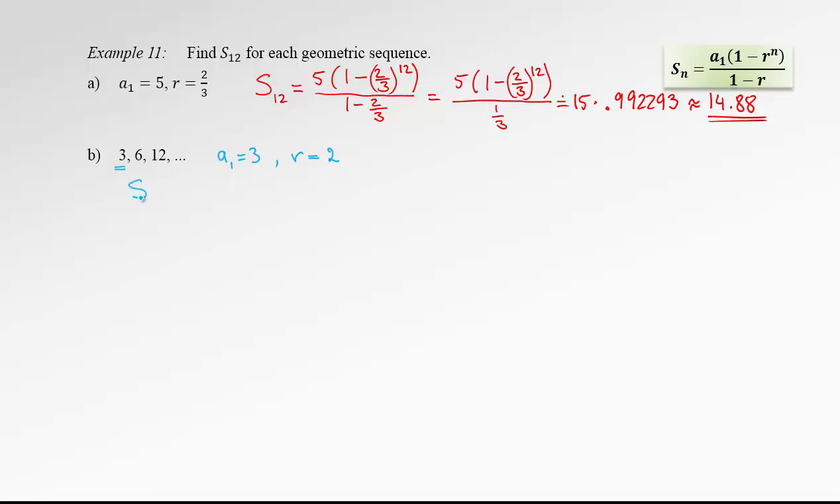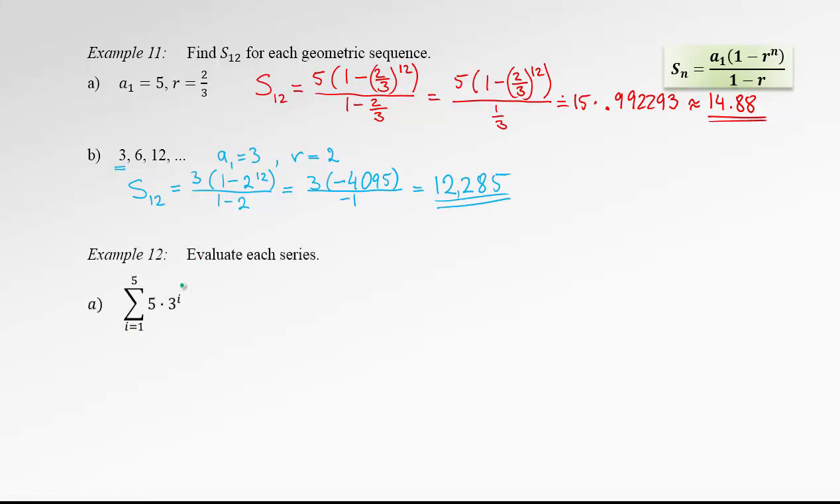So we are ready to find S12. S12 will be the first term, which is 3, times 1 minus r, common ratio 2, to the 12, and everything over 1 minus 2, right? Okay, so we have 3, and in the bracket, this is a large number, but it's not so bad. It is an integer, right? So let's use a calculator. 1 minus 2 to the 12 turns out to be negative 4095. And in the denominator, we have negative 1. So the total sum becomes positive 12,285. Not a problem here, right?